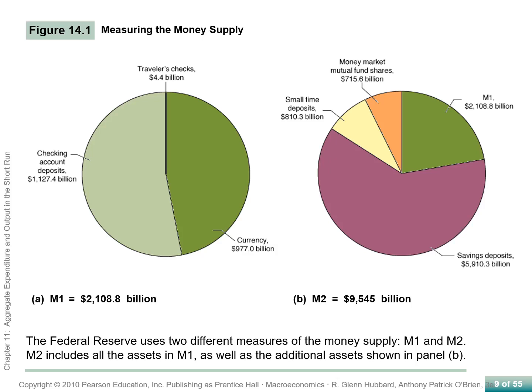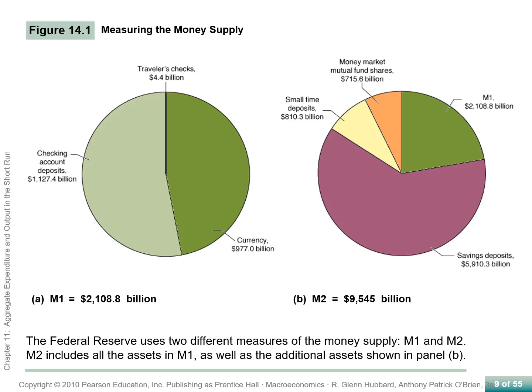So $100 bills, $1 bills, $5 bills, $2 bills, $10 bills, Kennedy half dollars, Sacagawea dollars, pennies that are on the floor and in your couch and in your car, in the trunk. All of those accumulate to $977 billion at the time.